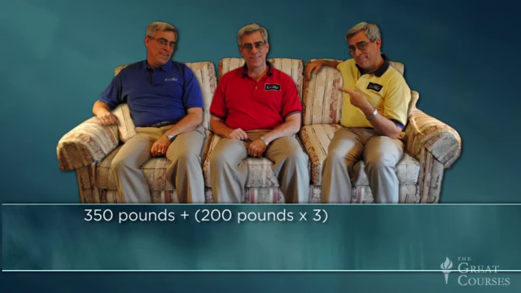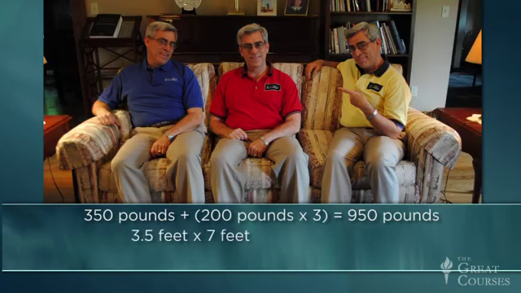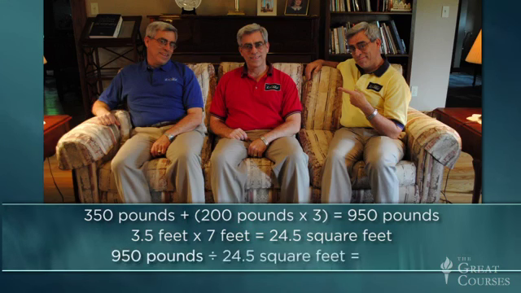If we assume conservatively that these 3 occupants weigh 200 pounds each, then the total weight of the couch plus people is 950 pounds. This piece of furniture covers a floor area 3.5 feet by 7 feet, or 24.5 square feet. And so the loading associated with this rather heavily loaded couch is 950 pounds divided by 24.5 square feet equals 39 pounds per square foot. And so for this more realistic utilization of living room floor space, the code-specified loading, 40 pounds per square foot, is quite reasonable.